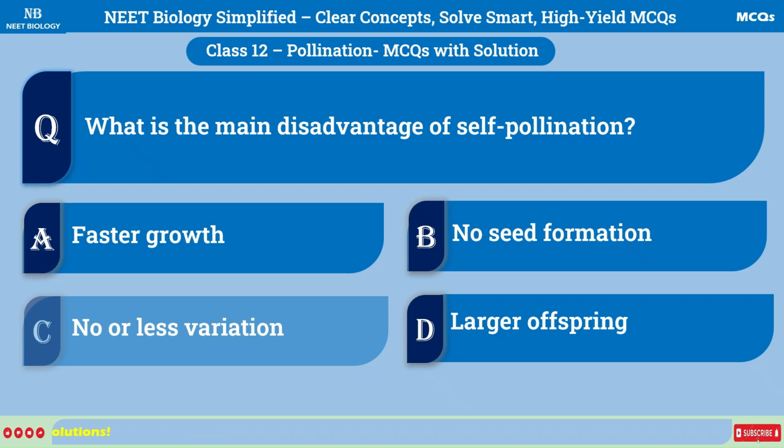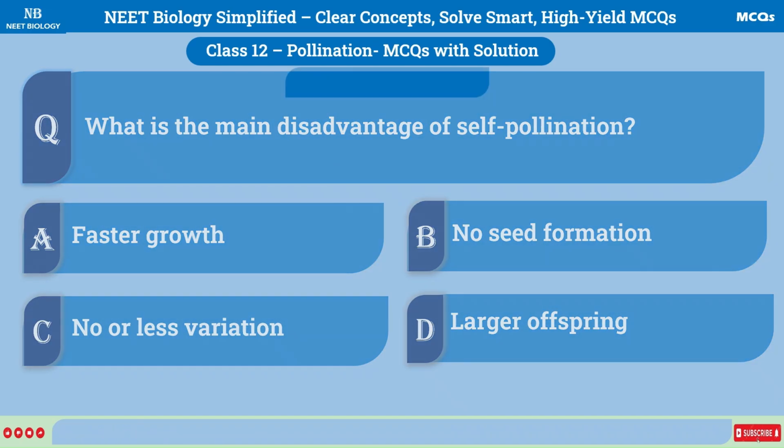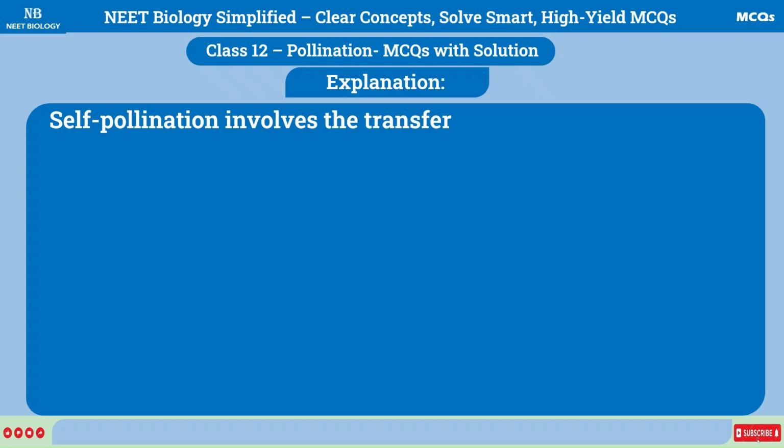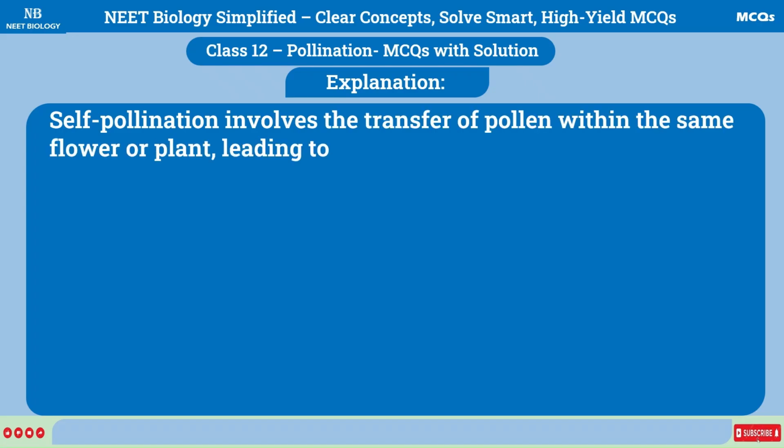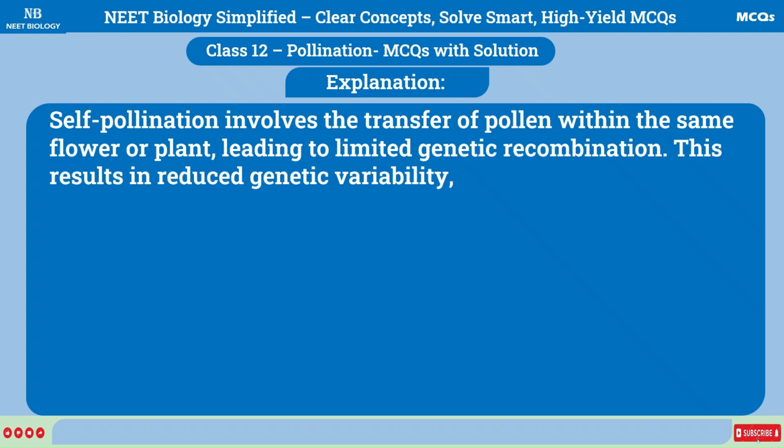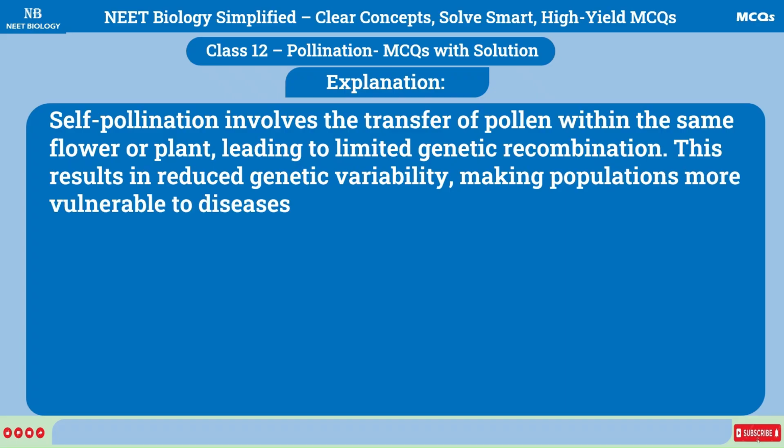Correct answer is C. No or less variation. Explanation: self-pollination involves the transfer of pollen within the same flower or plant, leading to limited genetic recombination. This results in reduced genetic variability, making populations more vulnerable to diseases and environmental changes.